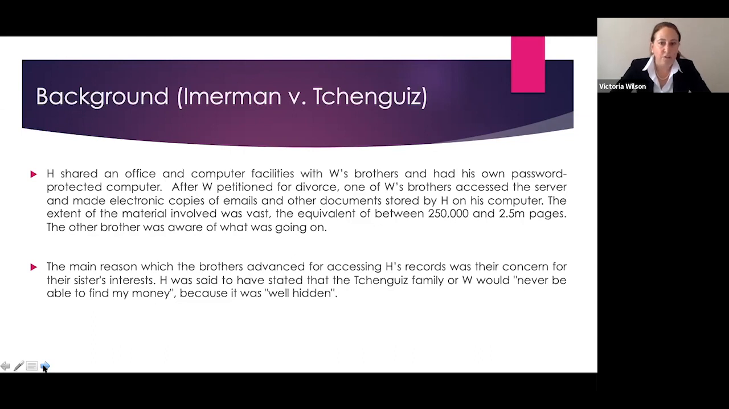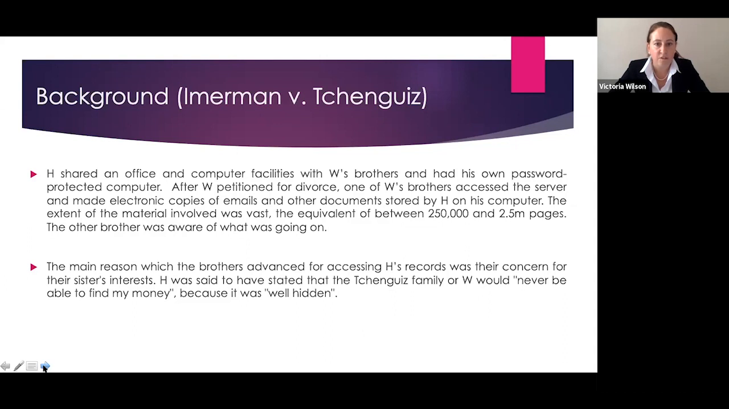The wife petitions for divorce, and out of misguided loyalty, one of her brothers accesses the server and makes electronic copies of emails and other documents. And we're talking vast amounts of material, at least 250,000 pages, probably closer to 2.5 million. And the other brother, wife's other brother, also was aware of what was going on. Now, their explanation for doing so was that they were worried about their sister's interests. Apparently, the husband said that the Cengiz family, and particularly the wife, would never be able to find any money because it was well hidden.